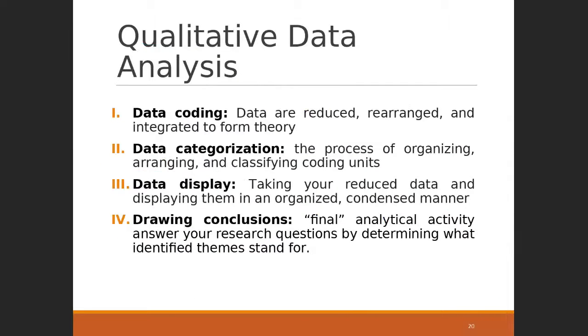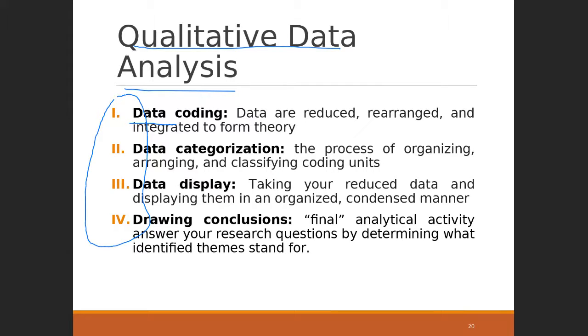Lastly, we will discuss qualitative data analysis. There are some students, 2 to 3 students, who are using qualitative data analysis. So these are the 4 steps you need to do in qualitative data analysis. The first step is data coding. Qualitative data basically produces a large amount of data. So the first step is to reduce the data through coding. Coding is the analytic process through which the qualitative data that you have gathered are reduced, rearranged, and integrated to form theory. So the purpose of coding is to help you draw meaningful conclusions about the data.